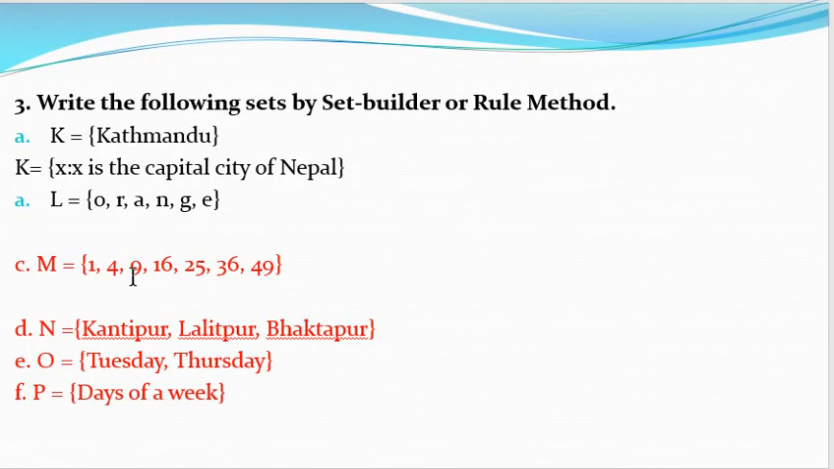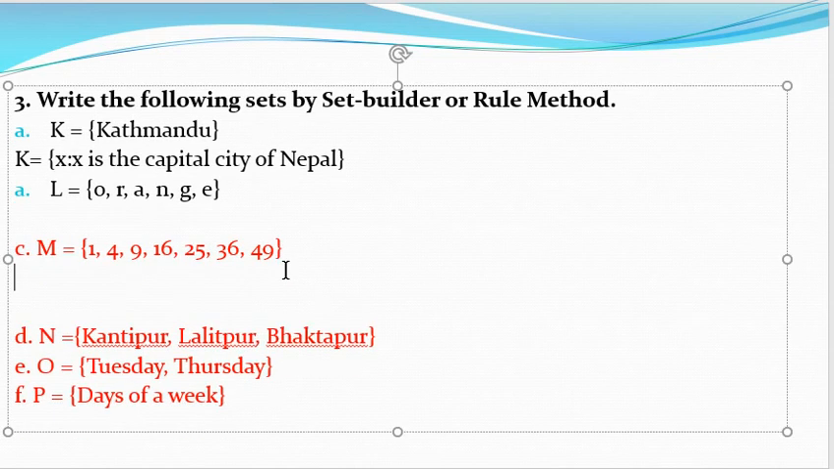Similarly, 1, 4, 9, 16, 25, 36, 49. So let me write here. 1 is the square of 1. 4 is the square of 2, isn't it? And 9 is the square of 3, isn't it? Yes or no? Yes, teacher. Similarly, 16 is the square of 4. 25 is the square of 5. Similarly, 36 is the square of 6. Similarly, 49 is the square of 7.